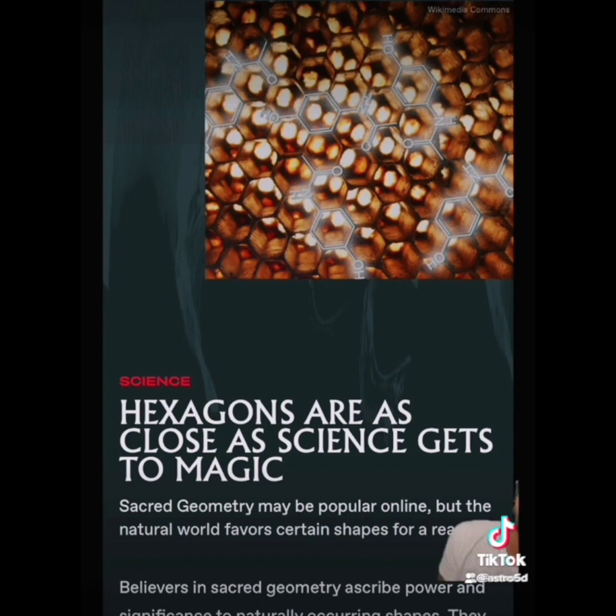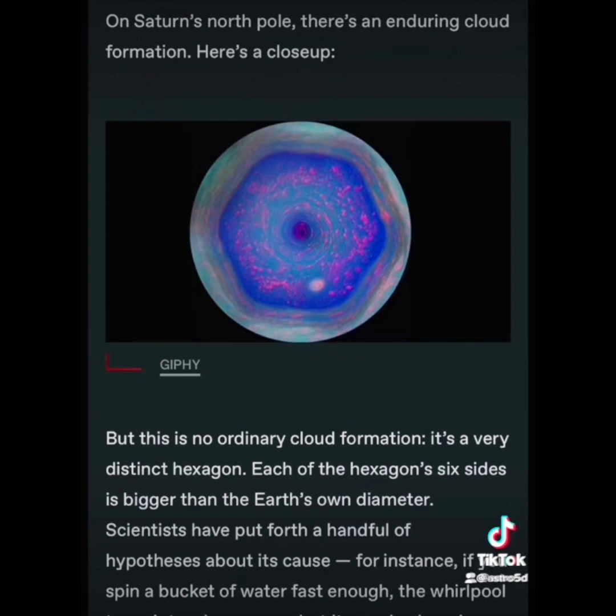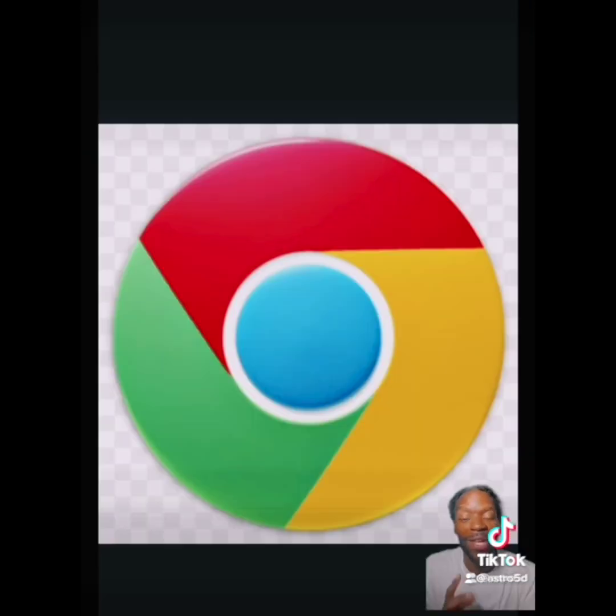Hexagons are as close as science gets to magic. Pause to read. People get serious, they worship hexagons. Okay, so I want to bring your attention to the bottom of this paragraph. For instance, if you spin a bucket of water fast enough, the whirlpool turns into a hexagon. So, at our magnetic North Pole, you will find that the polar vortex would take on the shape of a hexagon, 6 sides. And you'll see subtle hints to this in our reality, like the Google logo, 666.